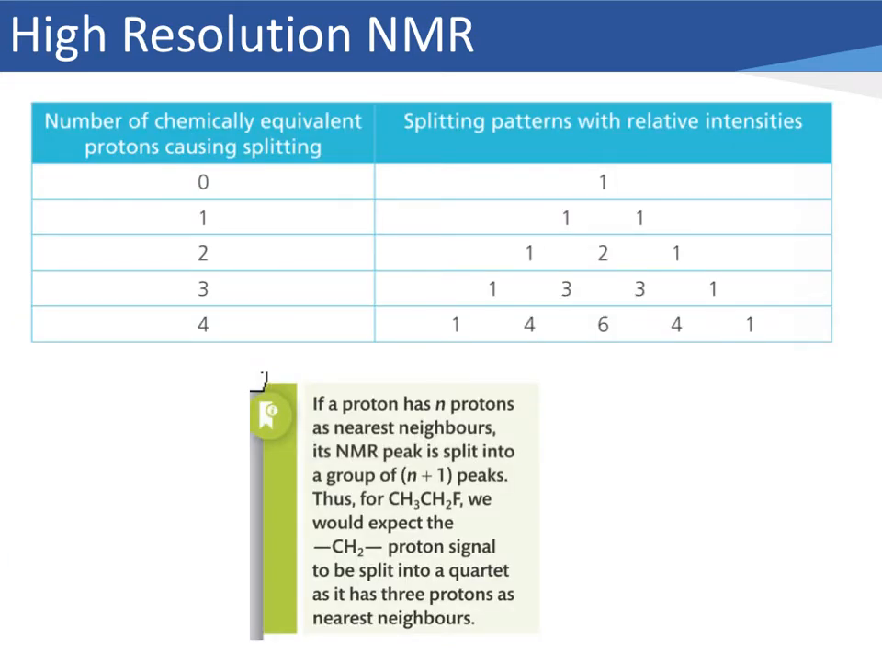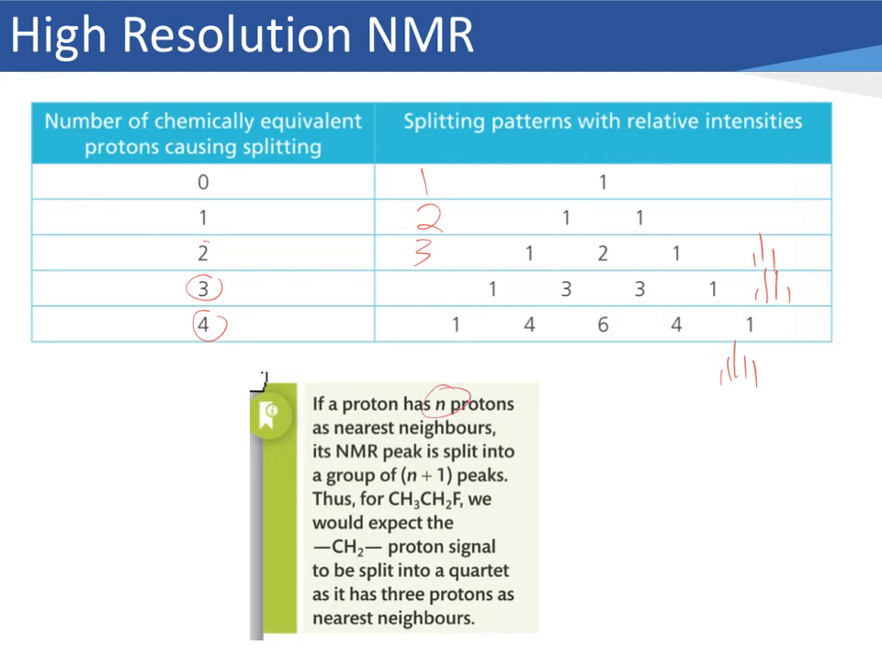So 0 neighboring hydrogens would give a single peak. 1 neighboring hydrogen will give 2 peaks. 2 neighboring hydrogens will give 3 peaks, and those 3 peaks will look approximately like that. 3 neighboring hydrogens will give 4 peaks, and we saw what that looked like a little bit ago. 4 neighboring hydrogens will give 5 peaks. It'll kind of look like that.